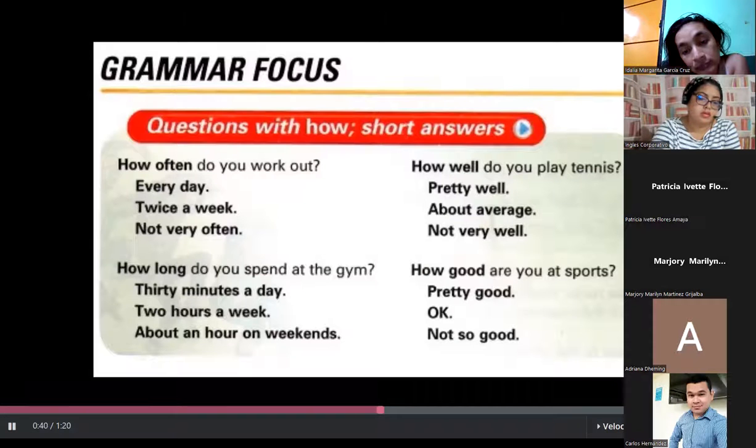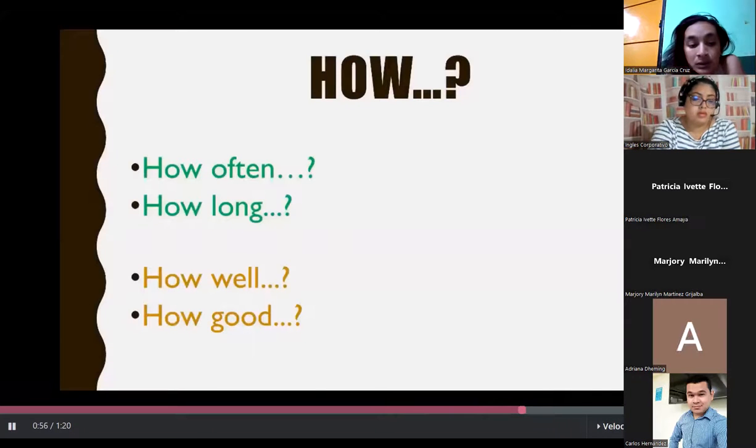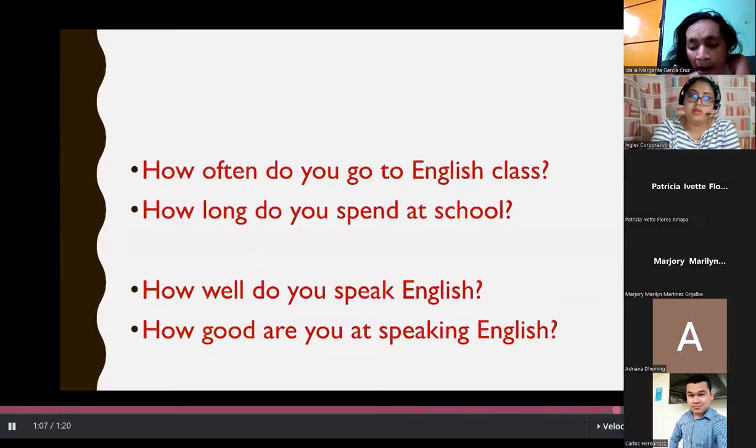How well do you play tennis? Pretty well. About average. Not very well. How good are you at sports? Pretty good. Okay. Not so good. How? How often? How long? They refer to times or frequency. How well? How good? They refer to performance. How often do you go to English class? How long do you spend at school? How well do you speak English? How good are you at speaking English? Please answer these questions on our discussion box.